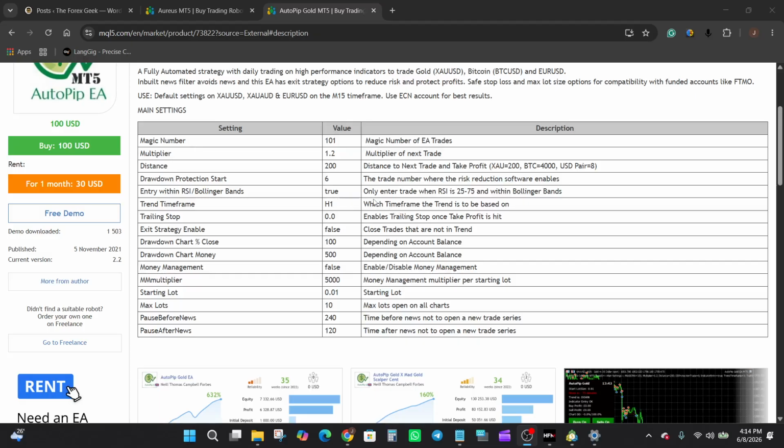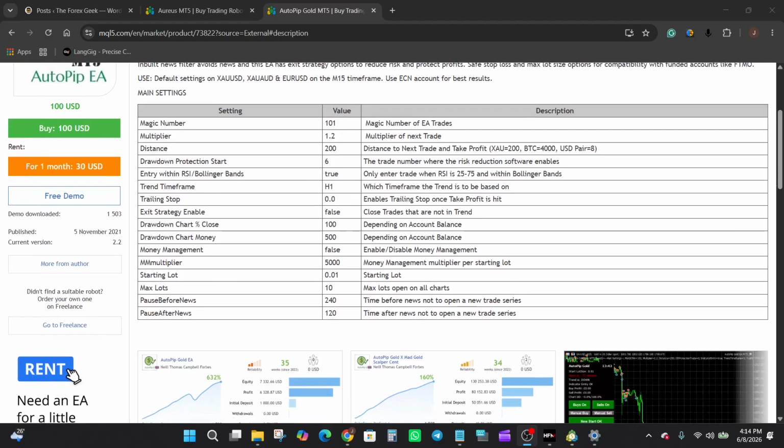Now, moving into the settings, we can see a structured configuration system. There is a multiplier system for trade scaling, distance settings for trade spacing, and drawdown protection logic that activates based on trade progression. This setting suggests that trade management is dynamic and adapts based on account performance conditions. Now, there is also an entry filter using RSI and Bollinger Bands, meaning trades are only considered under certain market conditions within defined boundaries. That adds an extra layer of confirmation before entries are triggered.